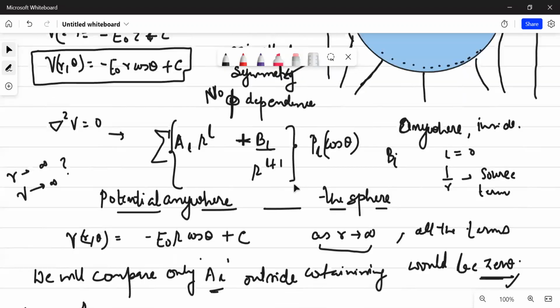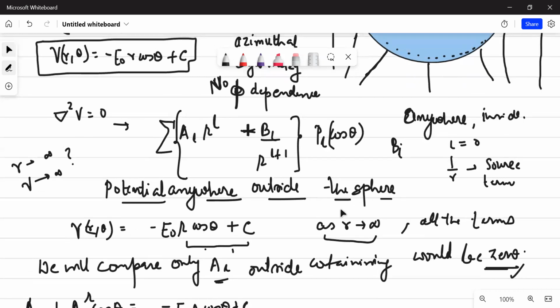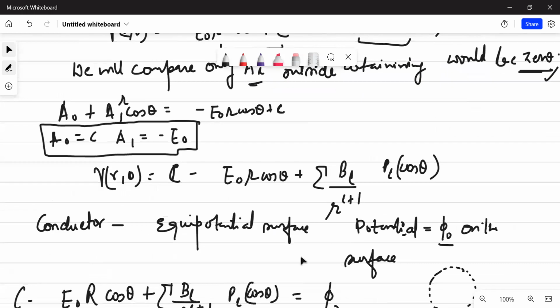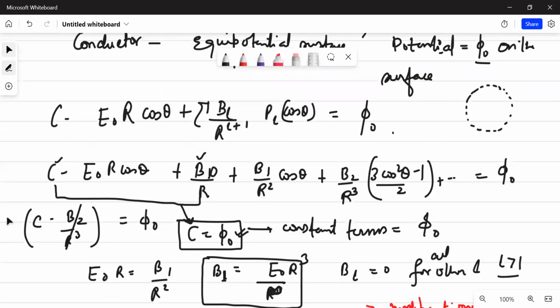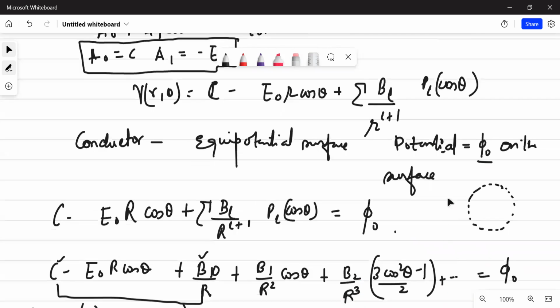I'm right now finding the potential anywhere outside the sphere. Had this spherical conductor not been present, what was the potential anywhere outside? It was this: phi naught minus E naught r cos theta plus C. Now, because of the presence of this sphere, I know that my potential would follow del square V equal to 0, and I equated all these things and found this is my potential outside the sphere. Is that clear? Now my potential outside the sphere is certainly modified. So what is the possible reason for this modification?